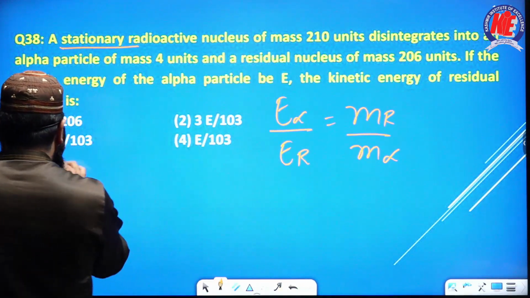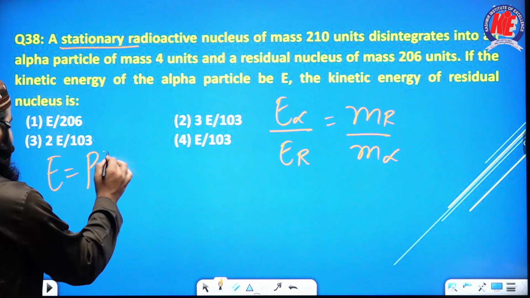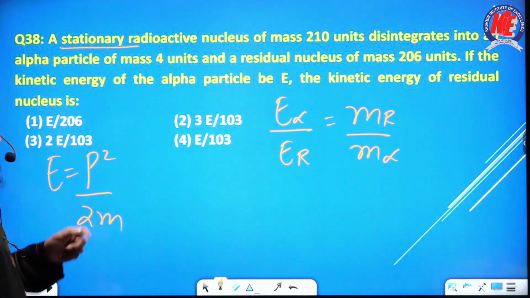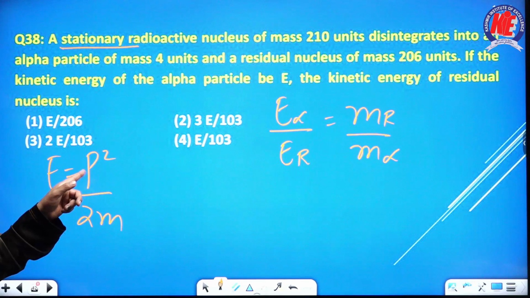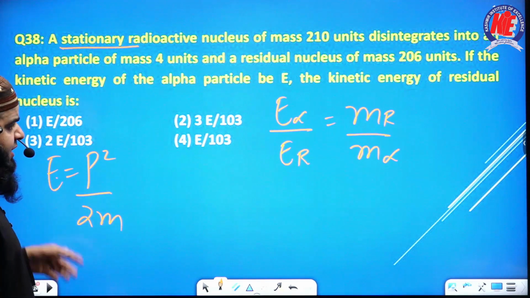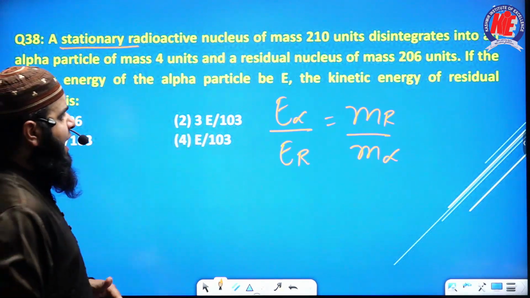Where did I get this from? Kinetic energy in terms of the momentum is given by p square upon 2m. p is the same for both based on the momentum conservation. 2 is just a number, so E is inversely proportional to m. That is what I have mentioned here.